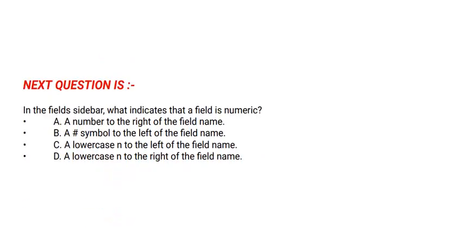Next question is, in the fields sidebar, what indicates that a field is numeric? Options are option A, a number to the right of the field name. Option B, a hashtag symbol to the left of the field name. Option C, a lowercase n to the left of the field name. And option D, a lowercase n to the right of the field name. The correct option is option B.